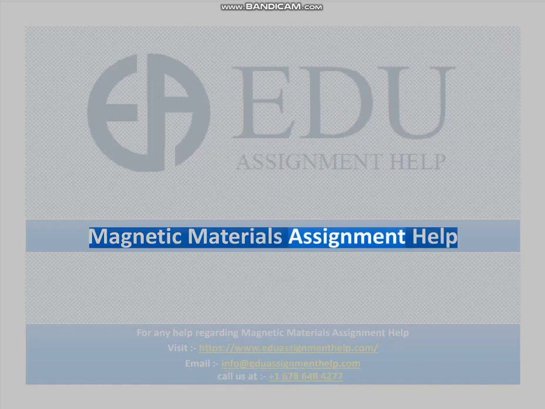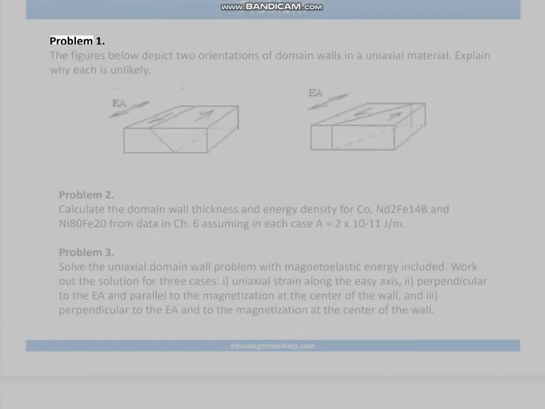Magnetic Materials Assignment Help. Problem 1. The figures below depict two orientations of domain walls in a uniaxial material. Explain why each is unlikely.